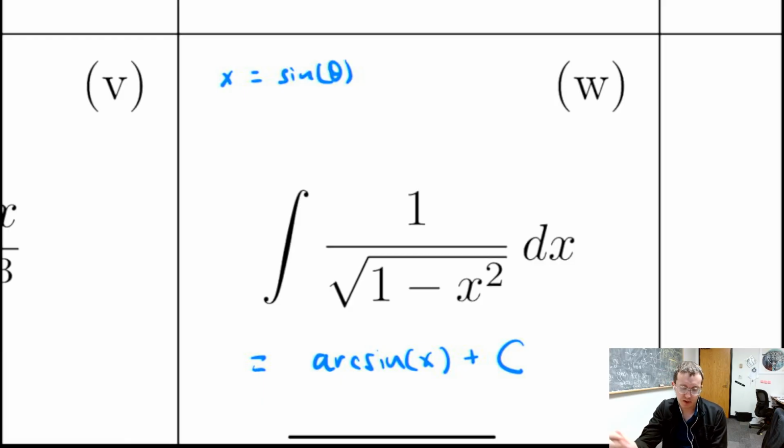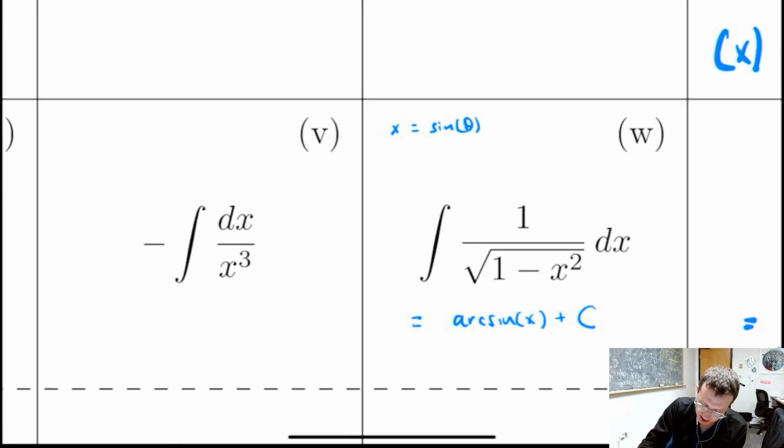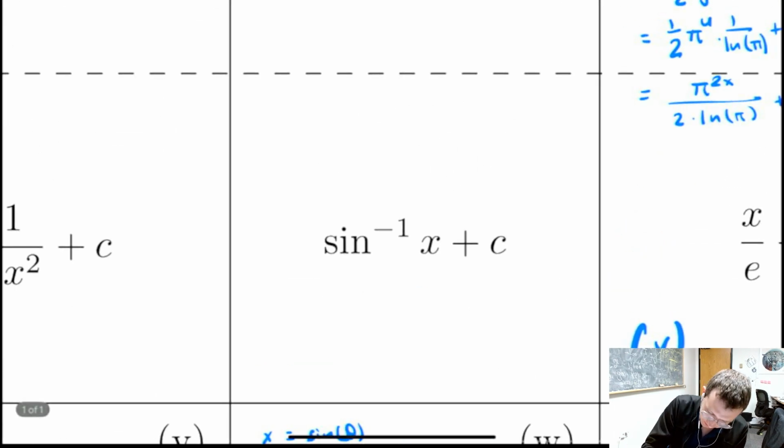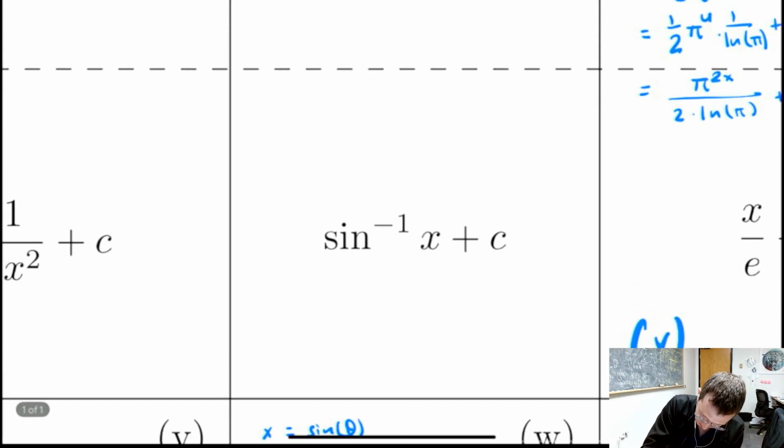So I will leave you all to think about how that would be a useful substitution to make. But for now, let's look for an arcsine of x. Here it is. This came from integral w.